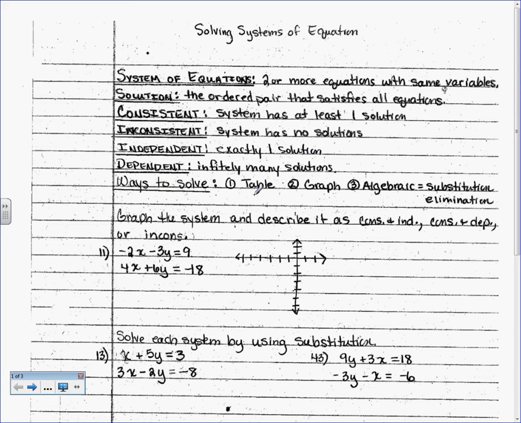So you could solve it by a t-table. Typically in Algebra 2, I don't think I would use that. It's an option, but it's not the easiest one. You could do graphing again in this class. I don't know that that's what I would do either, but you can. And then algebraic is usually what we stick to. It's substitution and elimination that you'll probably remember once we start doing them.